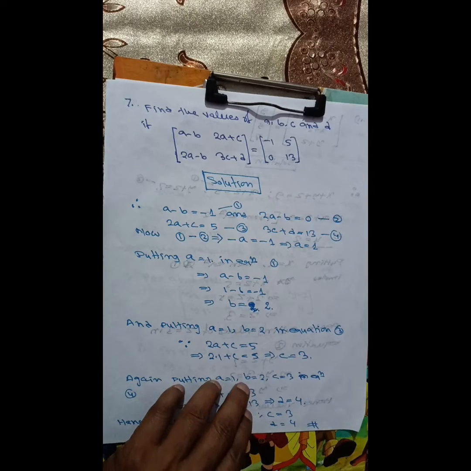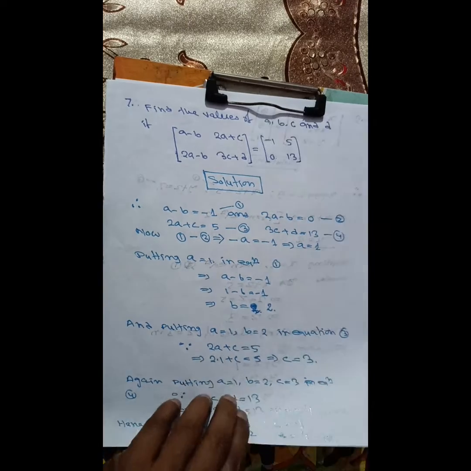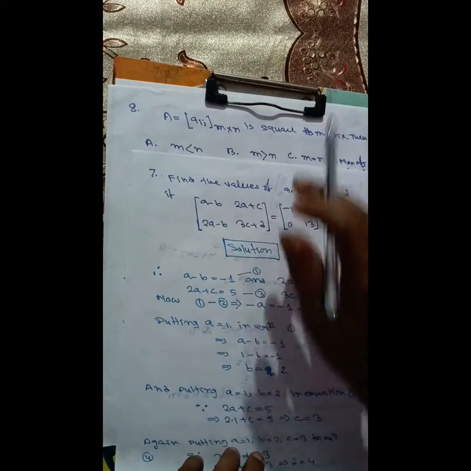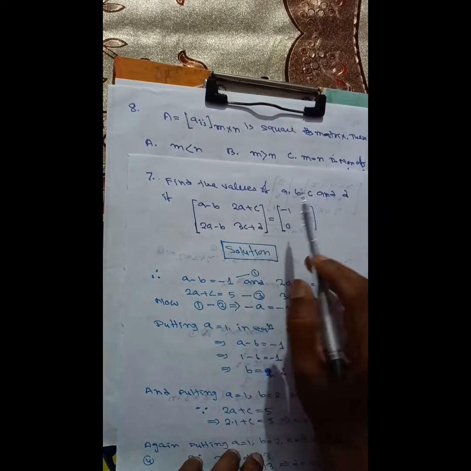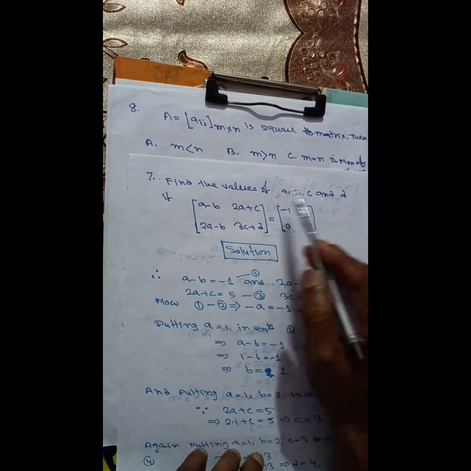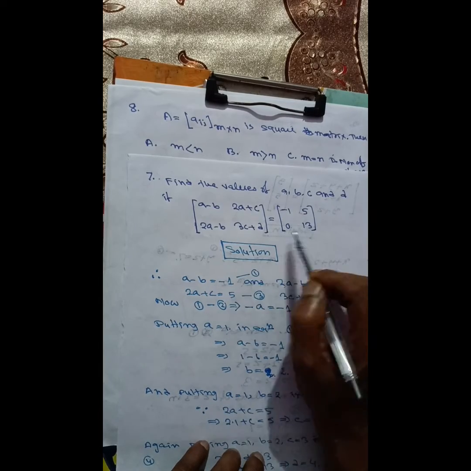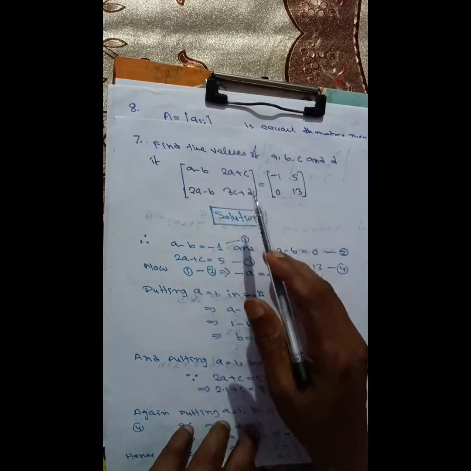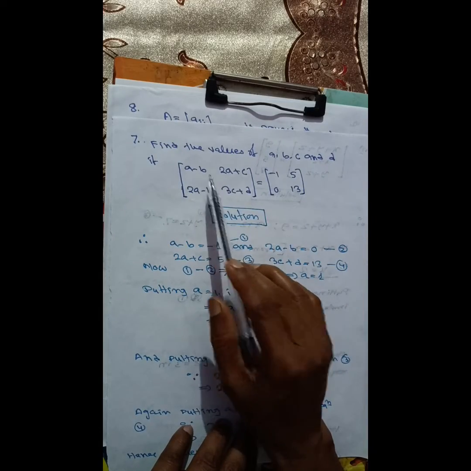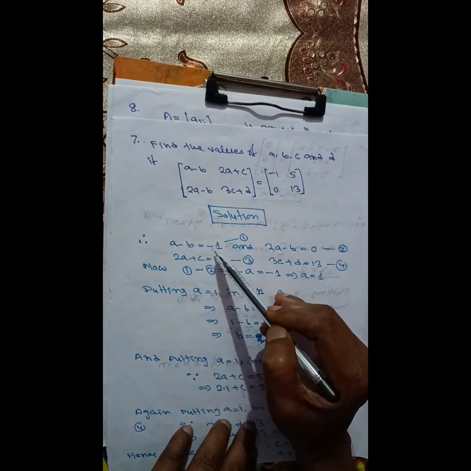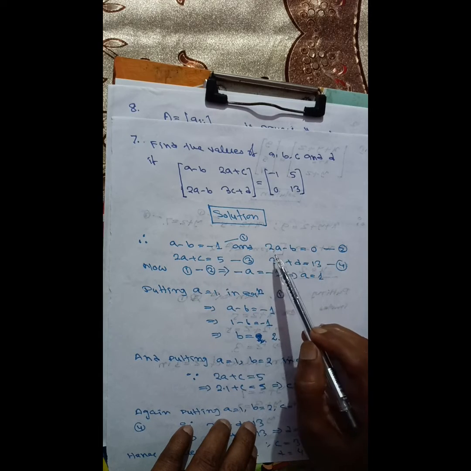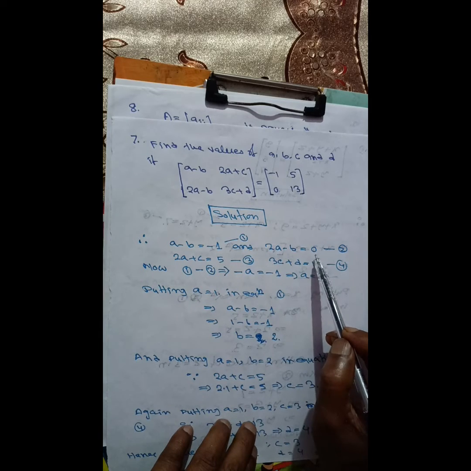Now we are going to discuss problem number 7. Find the values of a, b, c, and d, same type of question. Two matrices are given equal. Both are square matrices of order 2. So corresponding elements are equal. Therefore, you get a minus b equal to minus 1, twice a minus b equal to 0.